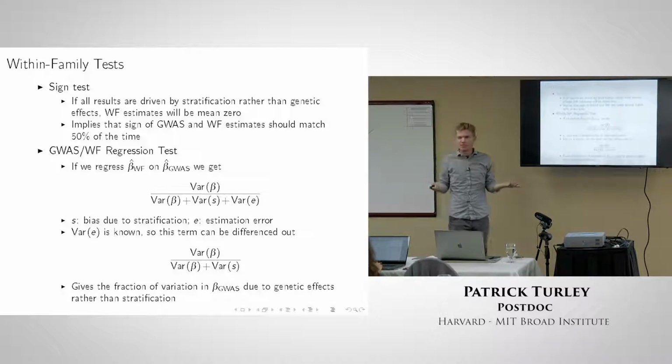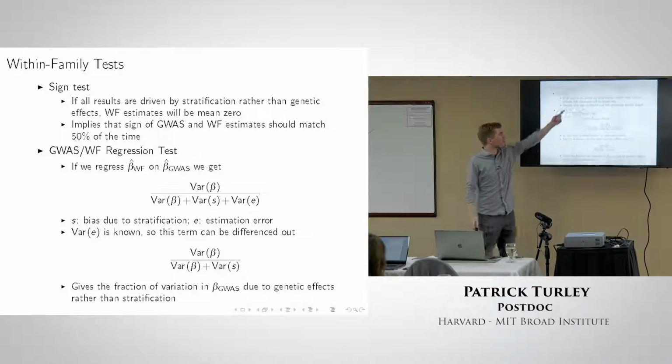It's maybe a bit unsatisfying though, right? Because let's say that I find out it's not all due to population stratification. But how much of it is due to population stratification? It could be that 1% is true signal and the rest is stratification, and that would be good to know. That would pass the sign test, but wouldn't necessarily mean that our results are useful.